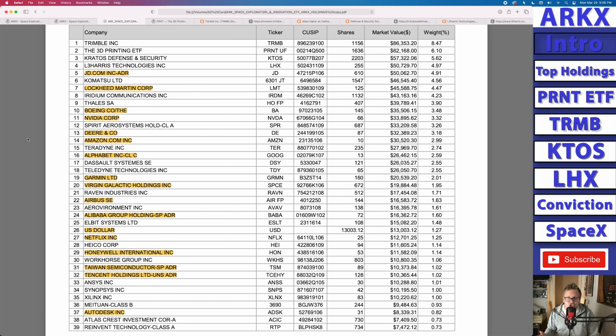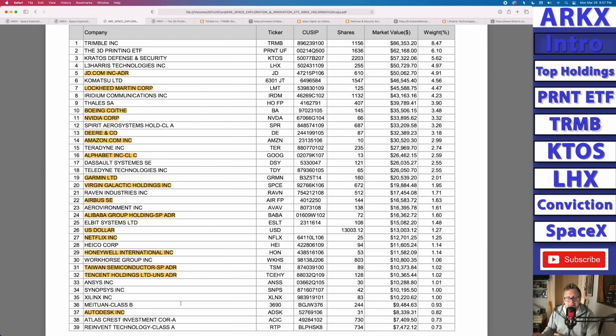And what I did initially was highlight the names that you might have in your portfolio already. We have JD.com, Lockheed Martin, Boeing, Nvidia, Deere, Amazon, Google, Garmin, Virgin Galactic, which I think people thought would have a higher weighting inside this ETF. You've got Airbus, you've got Alibaba, the US dollar, which is basically sitting around waiting to be invested as well. You got Netflix in here, which is kind of an interesting one. Honeywell, Taiwan Semiconductor, Tencent, and Autodesk. So those are some mega cap companies that you might have exposure to already.